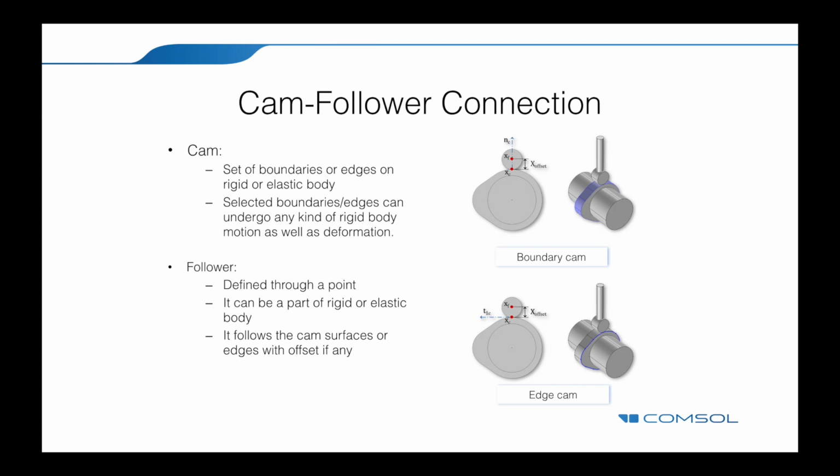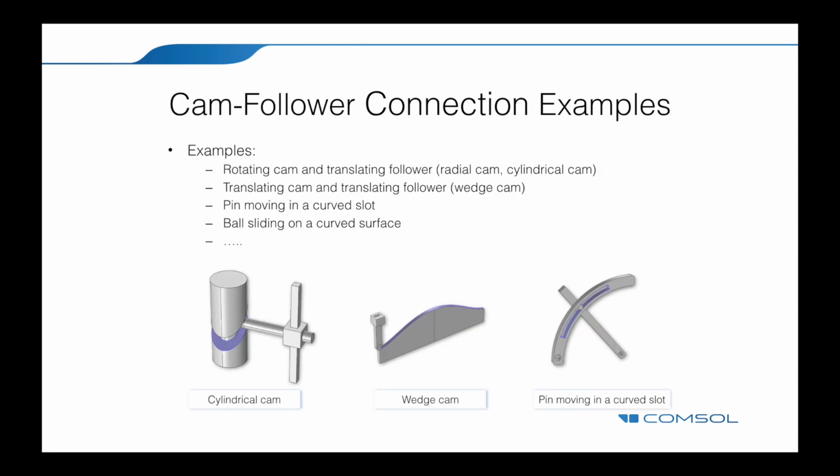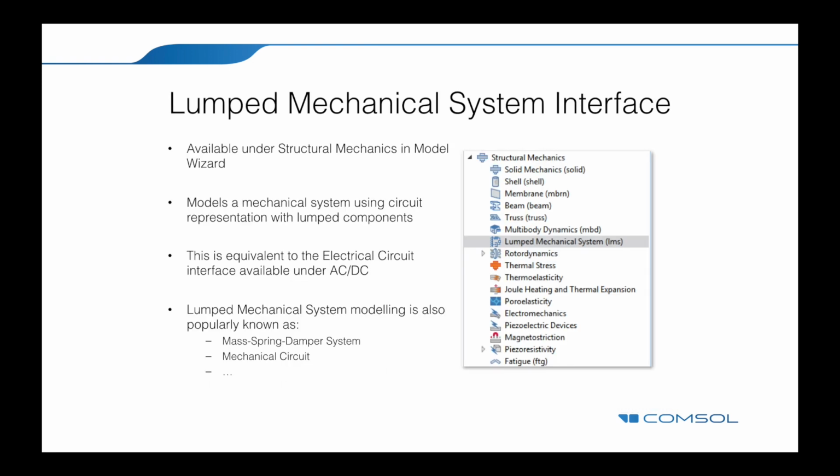That's a new boundary type and a new physics property. That's a cam follower connection. So now in COMSOL Multiphysics 5.3a you can set up a cam, whether it's an edge or a boundary, and you can set up a follower that follows that surface or that line. So that's quite a new and interesting feature in COMSOL Multiphysics. Here are some more examples of what you can do with this cam follower boundary condition. It can be a cylindrical cam or a wedge cam or a pin moving in a slot. That's also available with this new type of physics settings here.